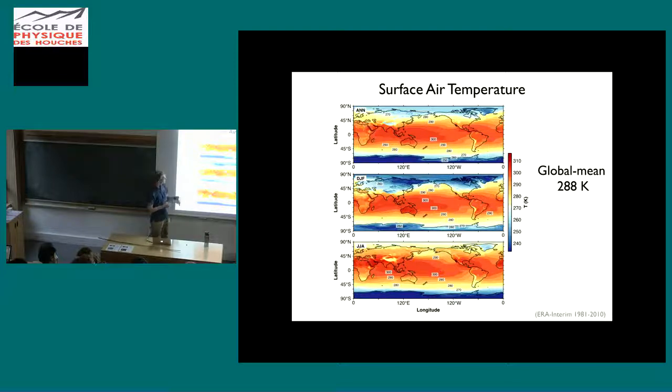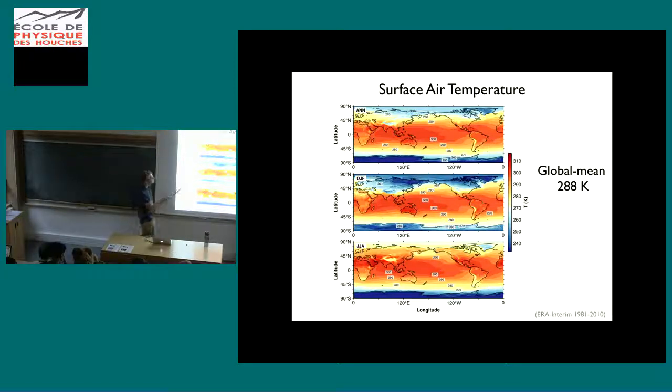Well, these are the two solstice seasons, northern winter, northern summer. For pretty much everything that I'll show you, the equinox seasons, March, April, May, September, October, November, look pretty much like the annual mean. So I'm not going to show them.